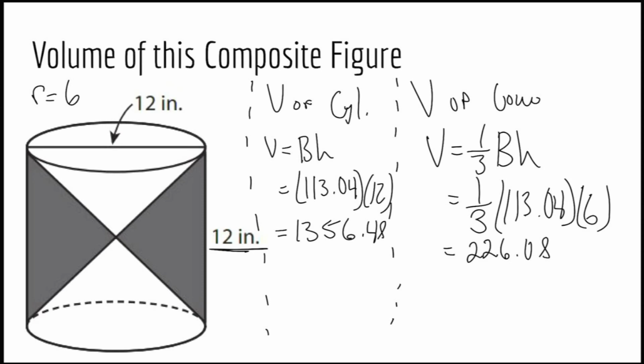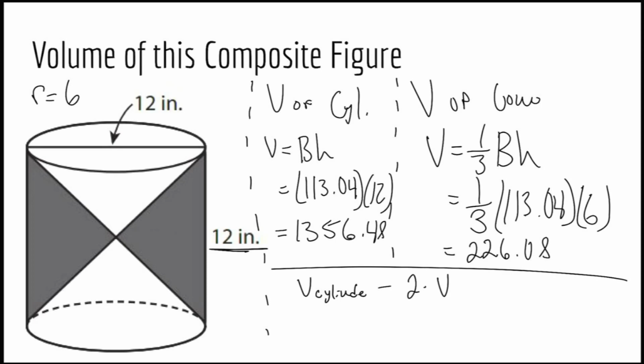All right. So to finish this problem, we have to do the volume of the cylinder minus 2 times the volume of the cone. So again, we have 2 cones. We have to multiply it by 2. So it's going to be 1356.48. I just grabbed this number from up here. Minus 2 times 226.08.